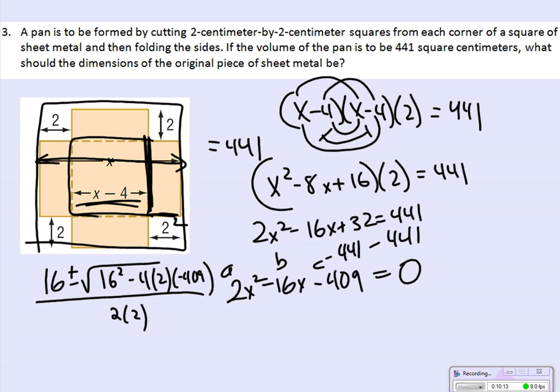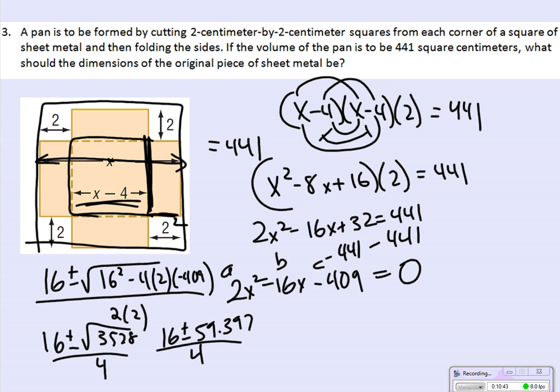Now, here's what's interesting. You're probably going to get one weird answer and one okay answer. So 16 squared plus 4 times 2 times 409 equals the square root of 3528, all over 4. The square root of this thing is about 59.397. So 16 plus or minus 59.397, over 4.